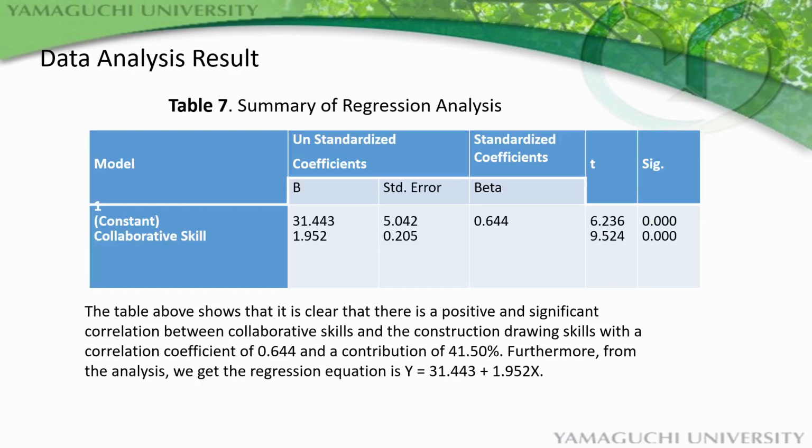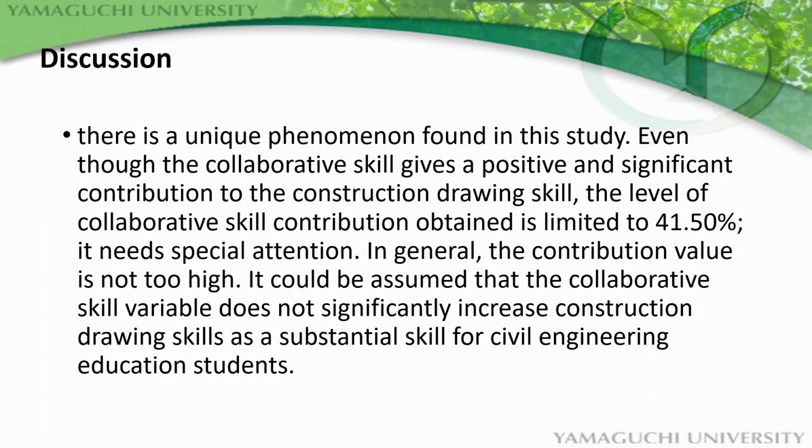Table 7 shows that there is a positive and significant correlation between collaborative skills and the construction drawing skills, with a correlation coefficient of 0.644 and a contribution of 41.50%. Furthermore, from the analysis, we get the regression equation y equals 31.443 plus 1.952x. From the result, we can see there is a unique phenomenon found in this study.